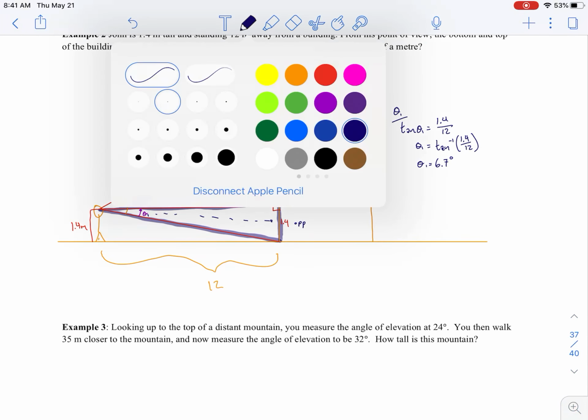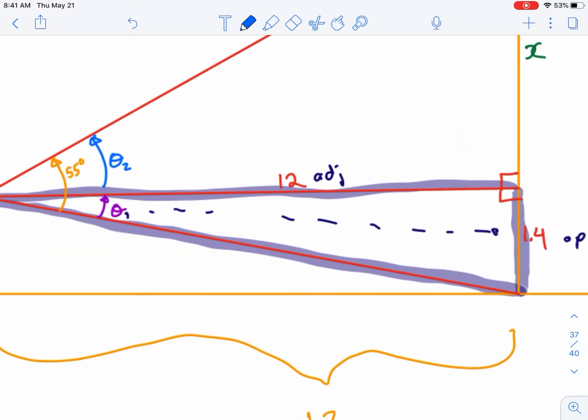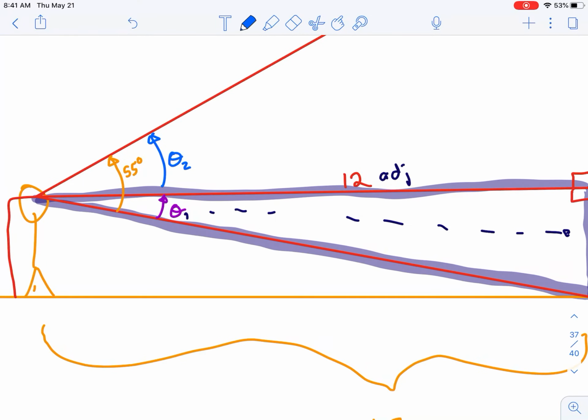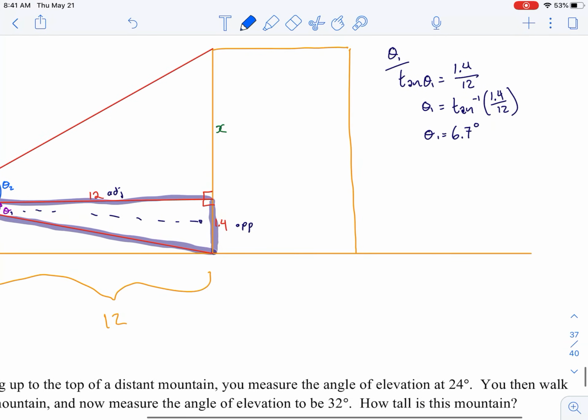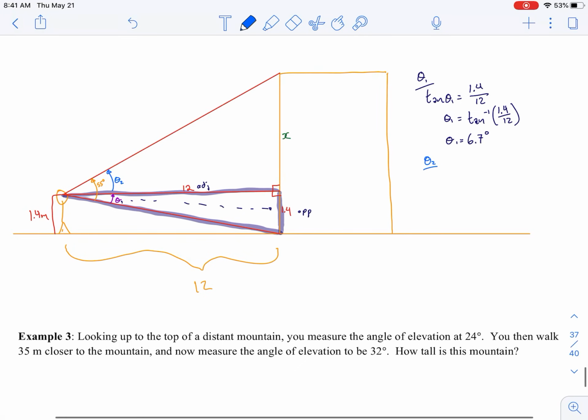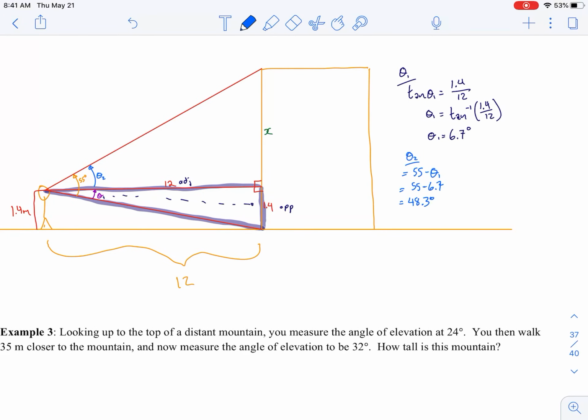So then we take a look at theta 2. If this one is 6.7 and the full thing is 55, we can simply subtract the 2 to solve for theta 2. So theta 2 is going to be 55 degrees minus theta 1, 55 minus 6.7 is equal to 48.3 degrees. So we've got theta 2 now.